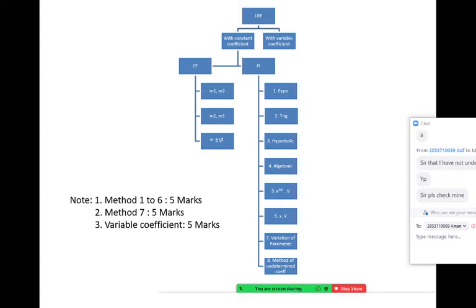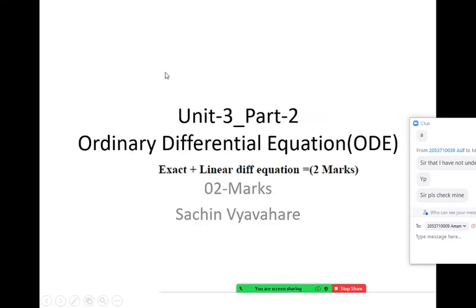But that's not the only syllabus of LDE. There is a small part of ordinary differential equation, linear differential equation of first order and first degree, which has a 2 marks weightage. That part we have not completed, so let me start that part. How do we get the solution for a first order first degree differential equation?